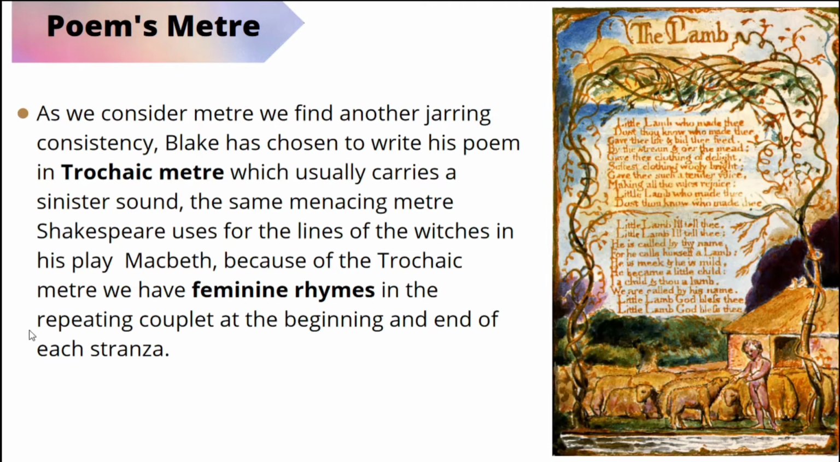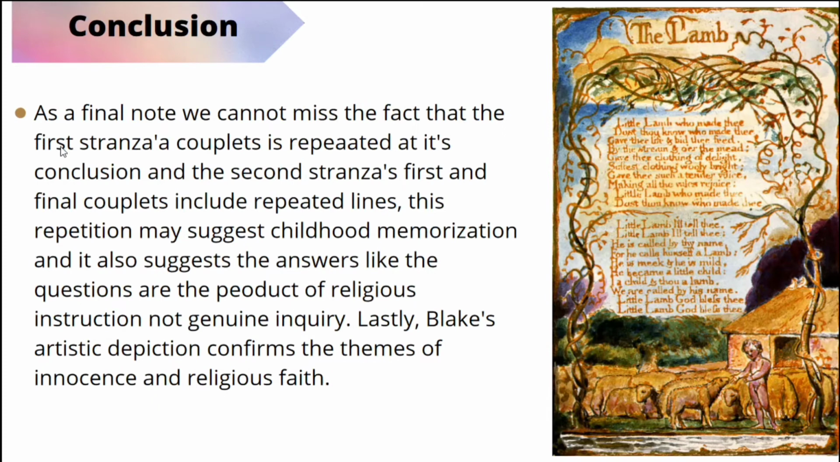Because of this trochaic meter, we have feminine rhymes in the repeating couplet at the beginning and end of each stanza, and all these are representing Jesus' brightness and all goodness in the world. So in conclusion, as a final note, we cannot miss the fact that the first stanza's couplet is repeated at its conclusion, and the second stanza's first and final couplets also include repeated lines.